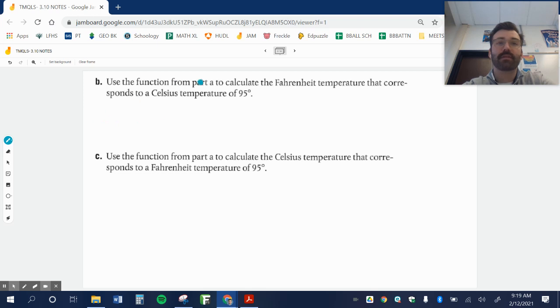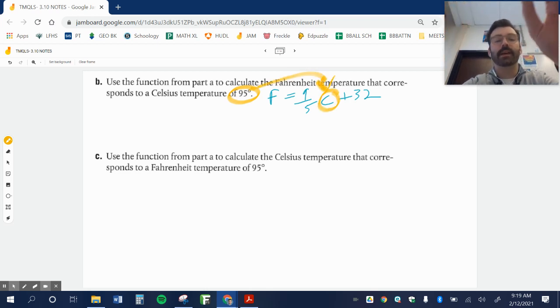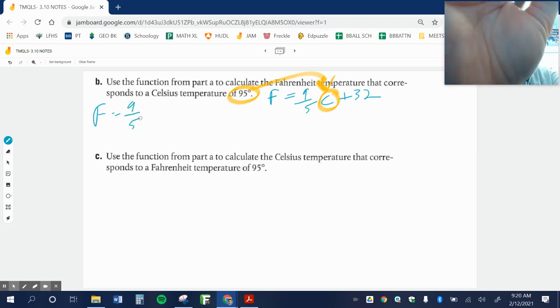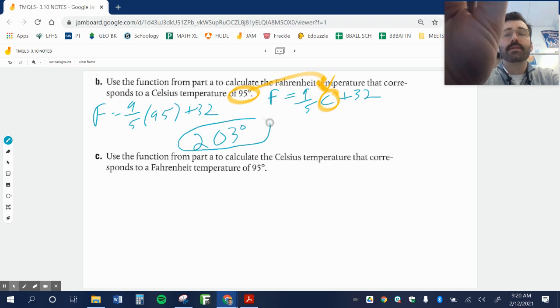It says use the function from part A to calculate the Fahrenheit temperature that corresponds to a Celsius temperature of 95. Again, I'm going to use this. Now it says Celsius is 95, so I'm going to plug that in for C. Take a second, try that. I'm just going to show you the setup real quick. F equals 9 over 5 times 95 plus 32. And I got 203 degrees. Holy buckets, is that a hot day?